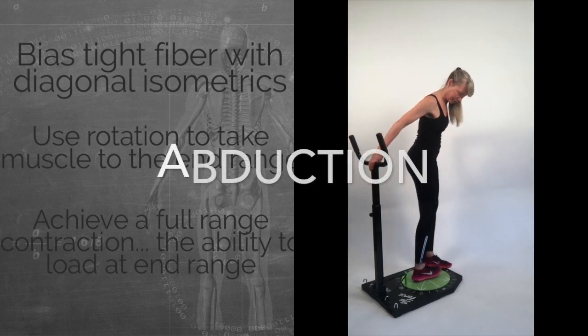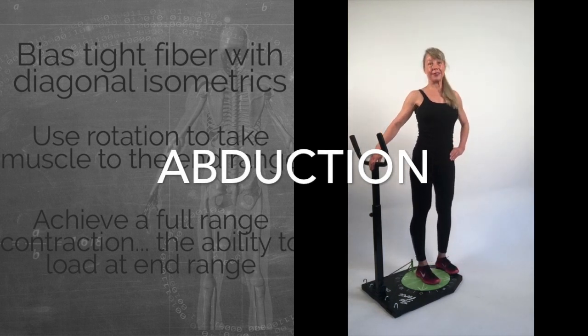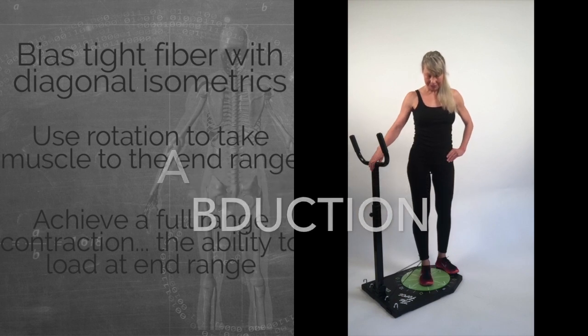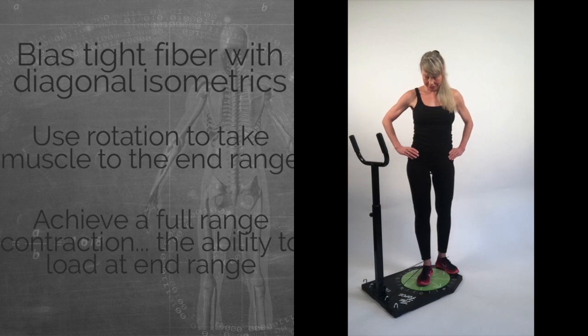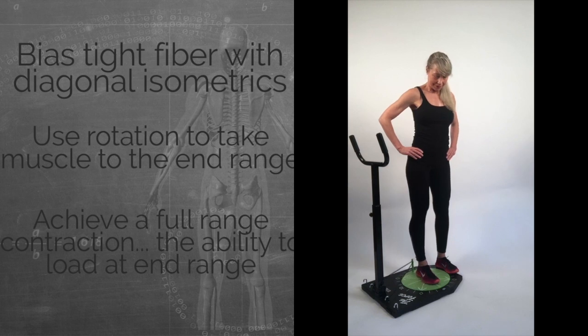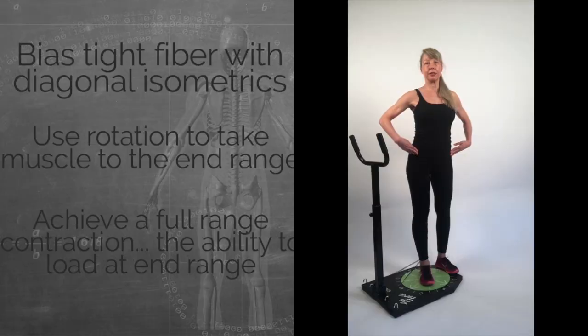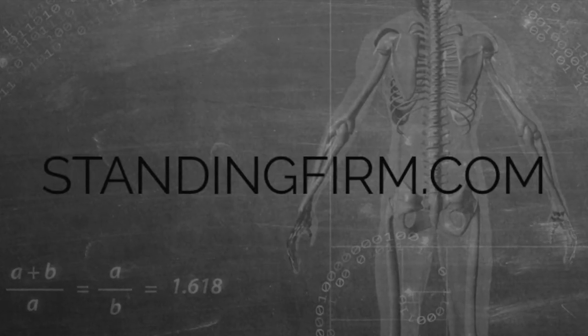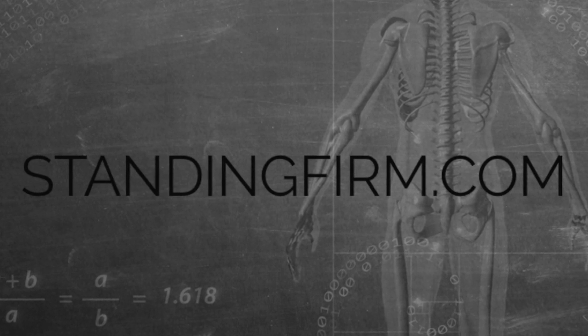For abduction, you're going to load into external rotation and hold for 10 seconds. Rotate and hold again for 10 seconds. Rotate again and hold for another 10 seconds. And then work through the mobility zone, the end range motion. You can add a diagonal isometric to any exercise to increase the stability and lengthening power of your muscles.